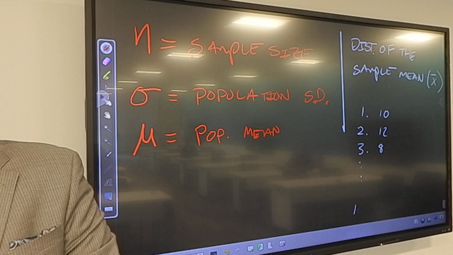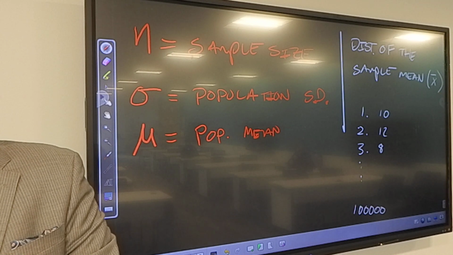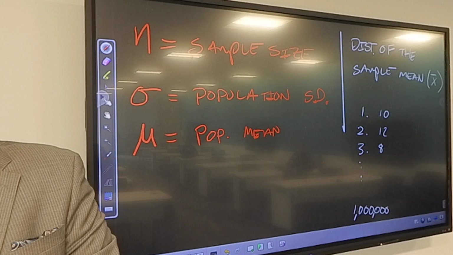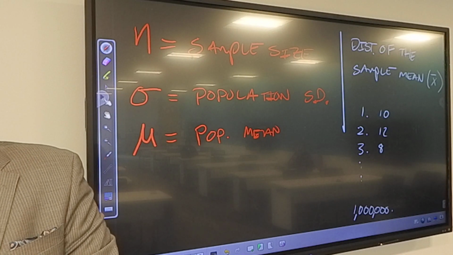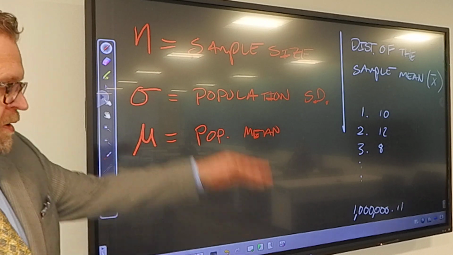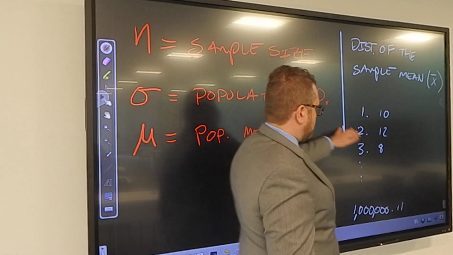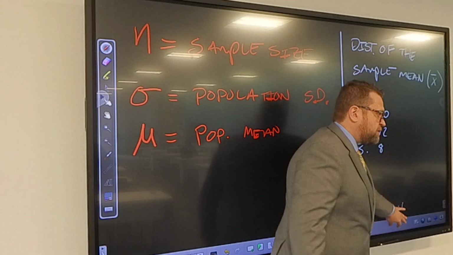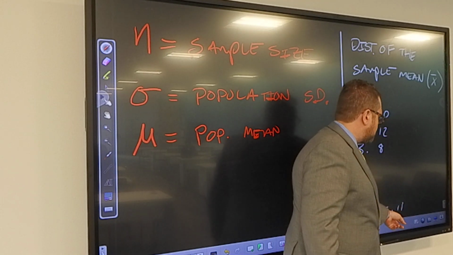And I do this thousands and thousands of times. And the millionth time I did it here, I got 11. And there's a bunch, I got all these results here in the middle. So this is a big list of data. It's a big list of sample means. Each of these is a sample mean.